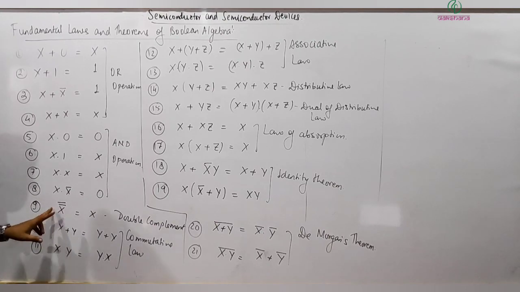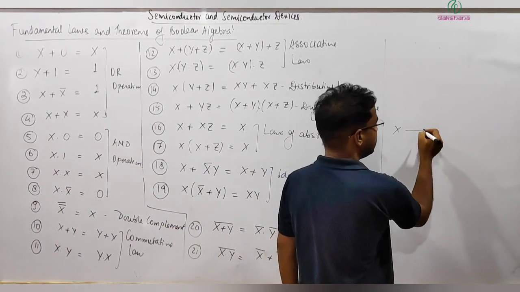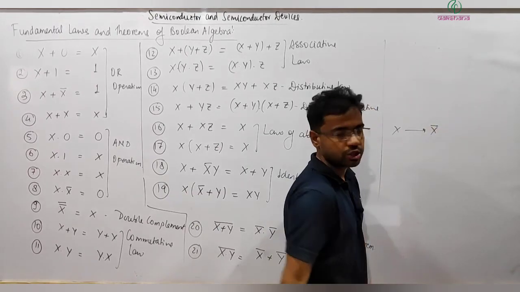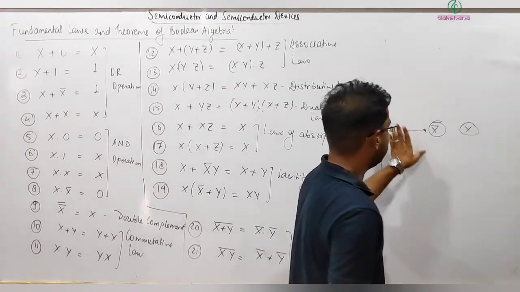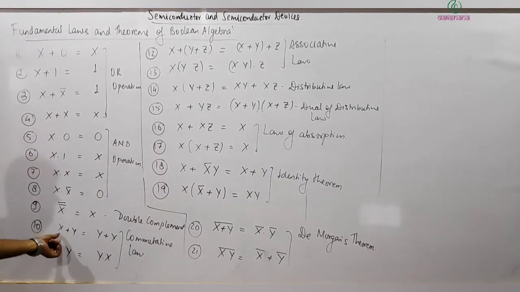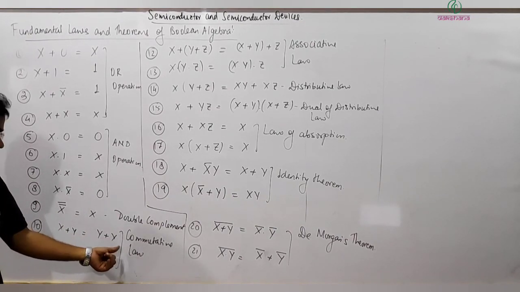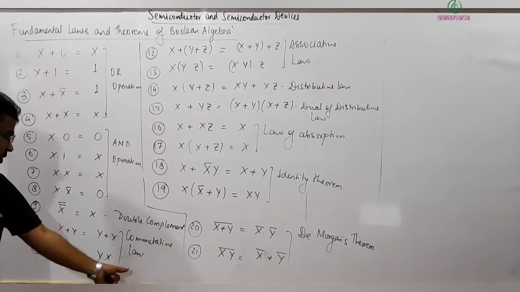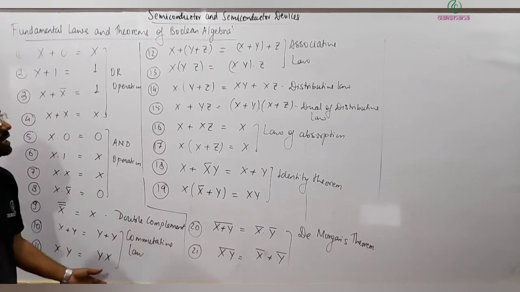Like x double complement. Here x is the input, so one complement makes it x naught, and if you pass it through the complement again, you get exactly the same thing, x. So x double complement gives x. X plus y, whether you are adding 0 plus 1 or 1 plus 0, it's the same thing, and we call it simply the commutative law. Similarly, the same thing holds for the AND operation, or multiplication basically.